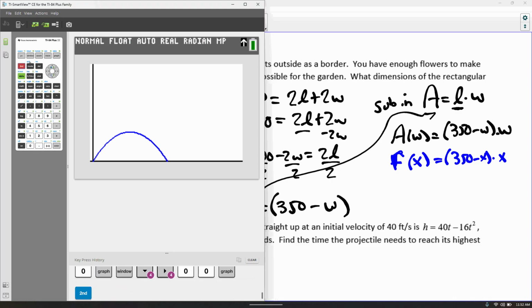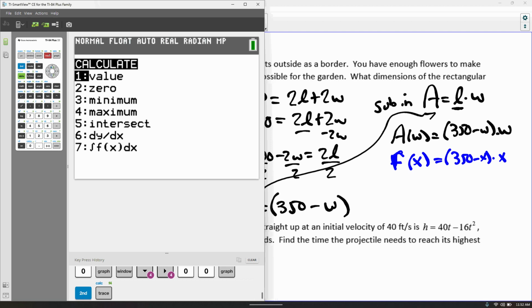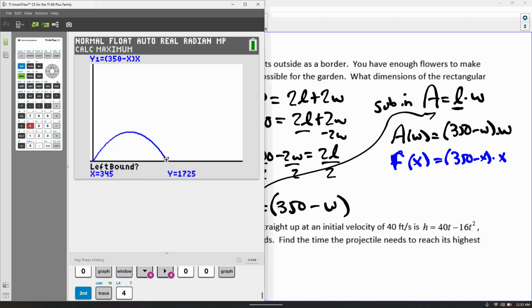So second, calculate number 4, arrow to the left. Maximum. Hit enter. Go to the right side. Hit enter. Bam, there it is. 175 equals 30,625. So write that on your paper.